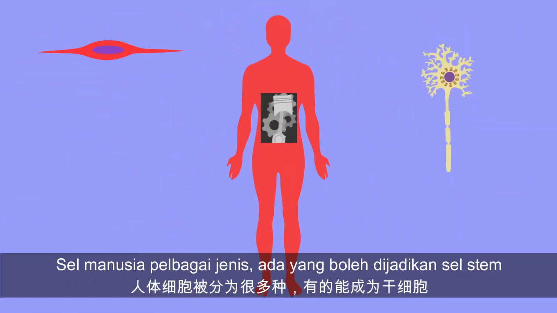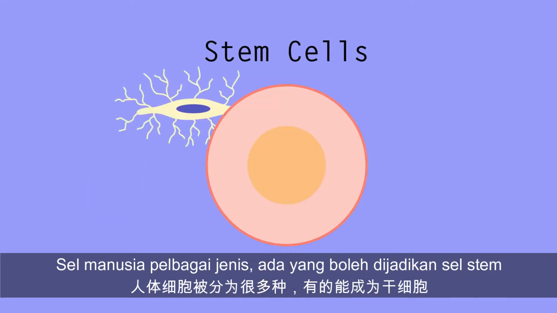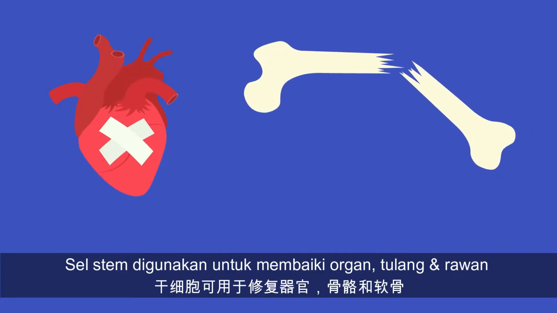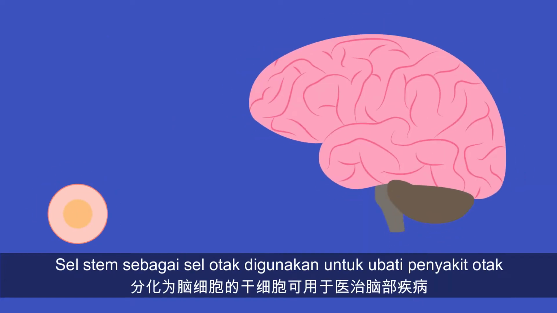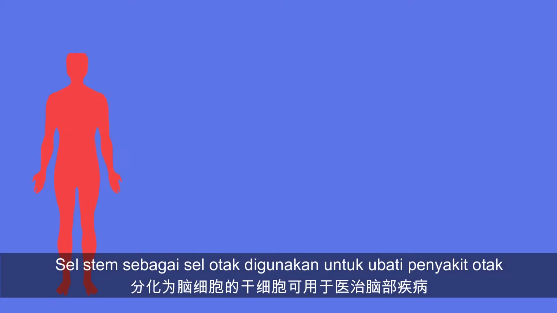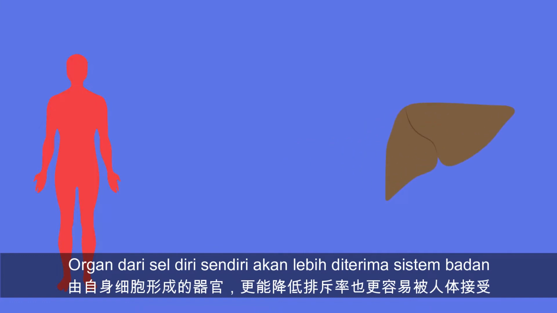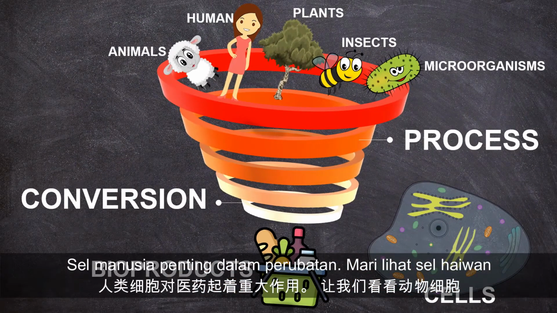The human body has various types of cells. Some of these cells can be used to generate stem cells. In return, stem cells can be used to repair damaged organs, bones and cartilages. Stem cells can also be used to generate new brain cells, for treatment of brain diseases, or grow into specific organs needed by patients. With organs formed from own cells, the body will have less rejection of that new transplanted organ. Now we know that human cells can be used for medical benefits.